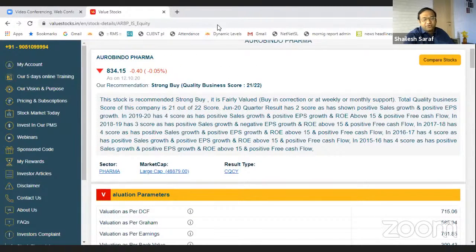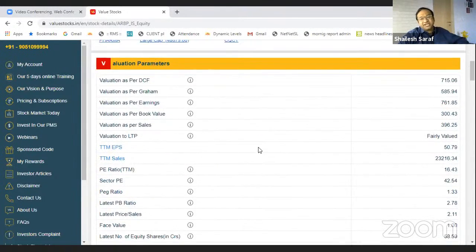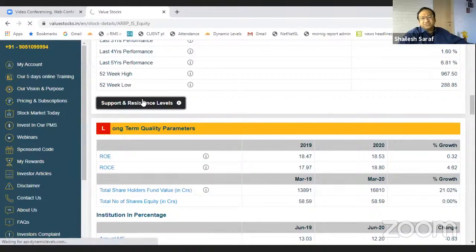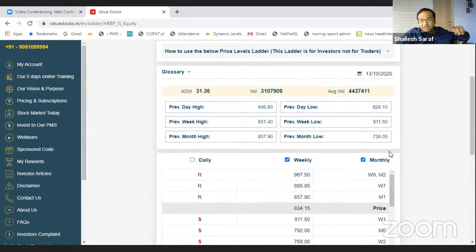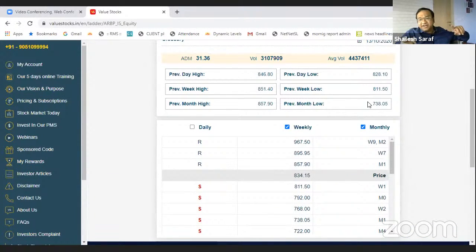Current price is 834. You go to the second stage. So our app wants to make things very simple for people. Quality stocks, at what rate to buy? Okay, what was the price, Vikash? 834. Yes. And the previous week low is 811.